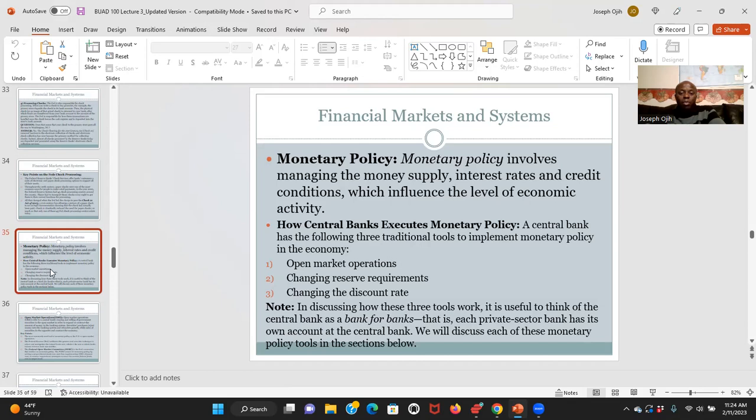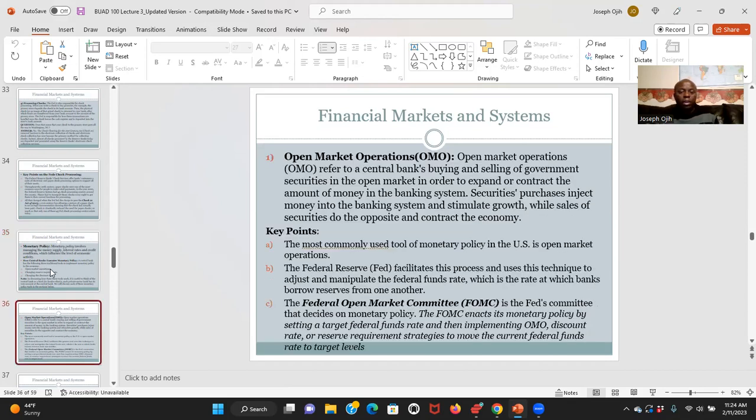There are usually 3 major ways they do it. One is the open market operation. The second one is changing the reserve requirements. The third one is changing the discount rates. So now let's look at each of them. Let's look at the open market operation.